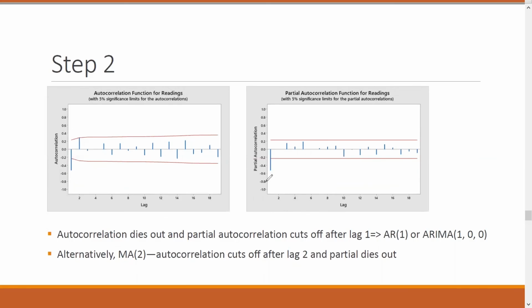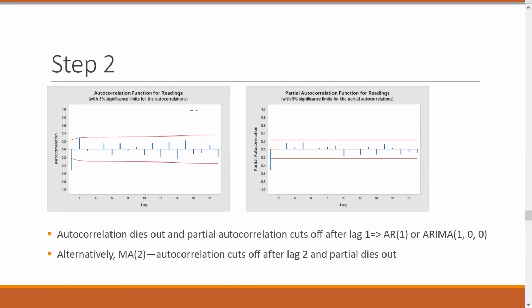If we decide that the partial autocorrelation is cutting off after lag 1, which makes sense because lag 1 is significant and the rest of the autocorrelations are much smaller, then we can say we have an AR1 process. Or if we use ARIMA, the parameters are 1, 0, 0. So it's ARIMA 1, 0, 0.